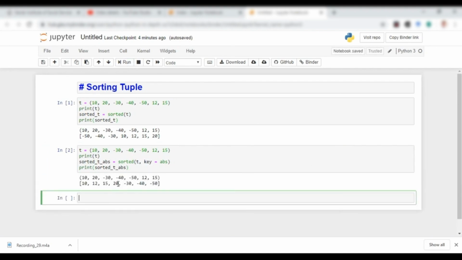Let us hit run and see what the result is. As you can see here, the result has now changed, and it is being sorted in terms of values which do not consider any sign. That means it is sorted in terms of absolute values.